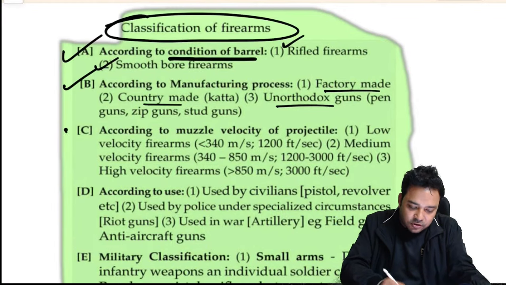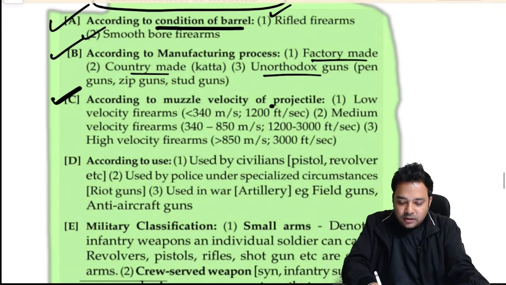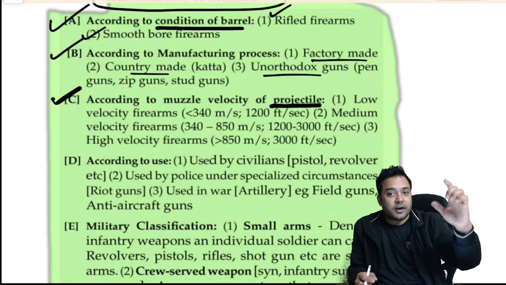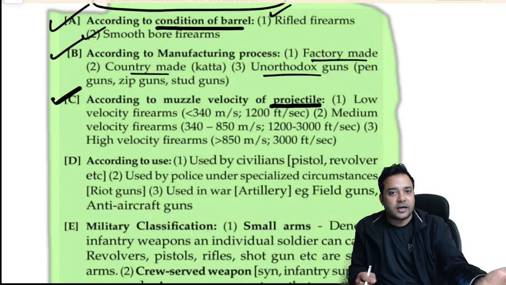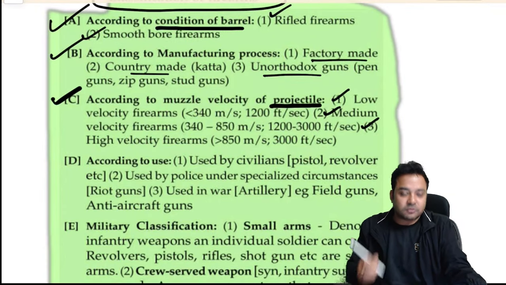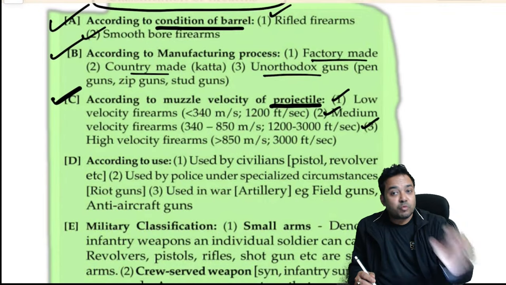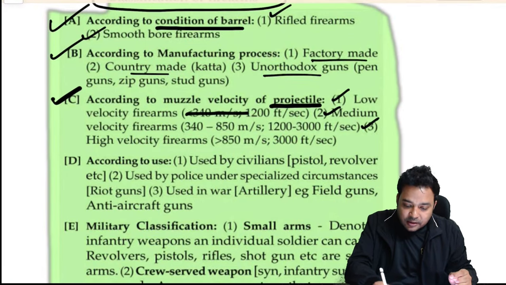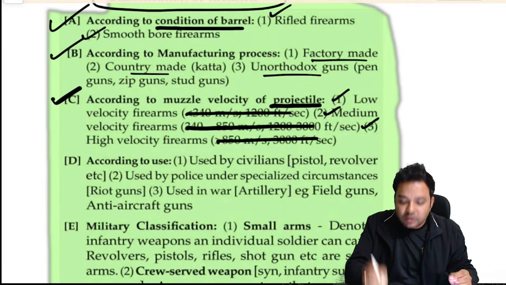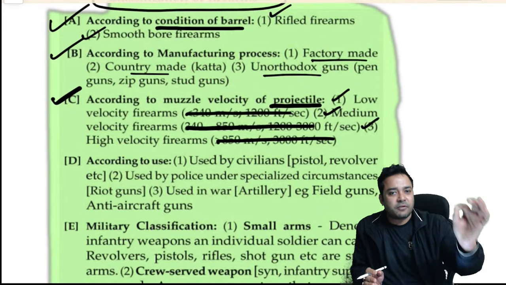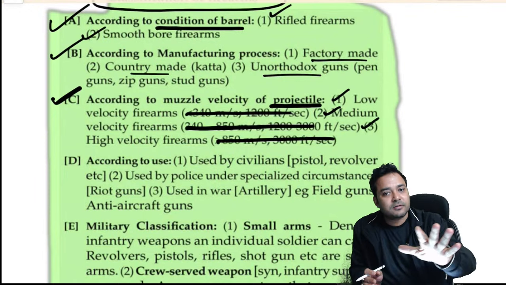According to the muzzle velocity of the projectile, projectile means either a lead bullet or lead bullet pellets. Lead bullet is present in a rifled cartridge, lead pellets are present in a shotgun cartridge. So low velocity firearm weapons are possible, medium and high velocity too. Now the foolishness would be to memorise this velocity. No, don't do this in medical science, no need, useless. Low velocity, medium velocity, high velocity is going to give you the same marks.